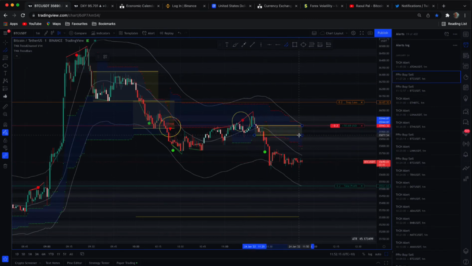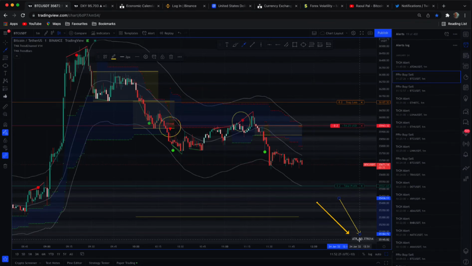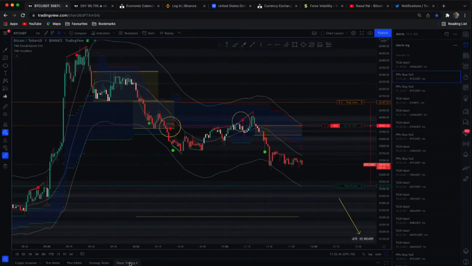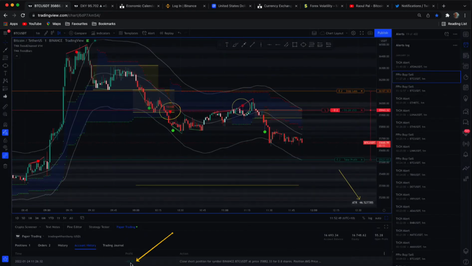I'm always going to look for, have a look at this down the bottom. This is our average true range. You go 1 times the ATR and you take 80% off the table. Once you've taken your 80%, which I did here already, you simply do a partial close and you take 80%. I took 0.8, now I've got 2.2 left. Have a look at that down the bottom here. Okay, $49 in the bag.